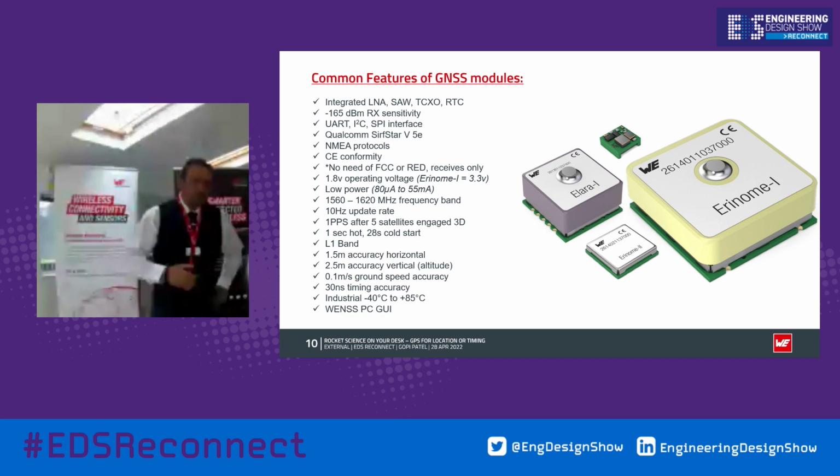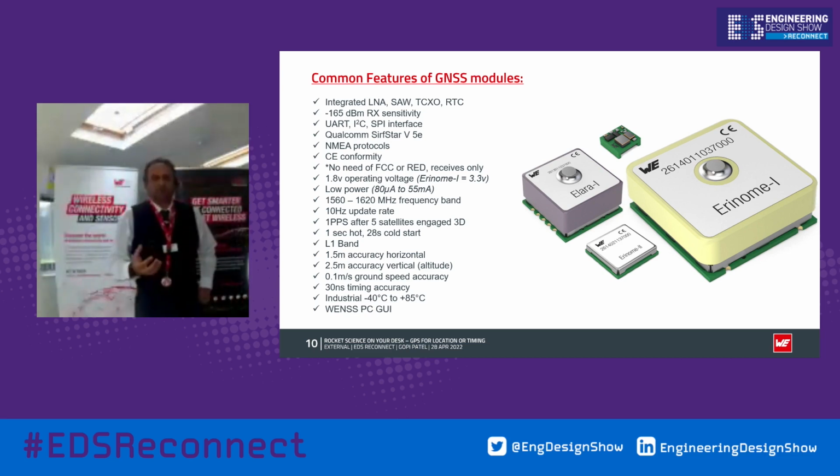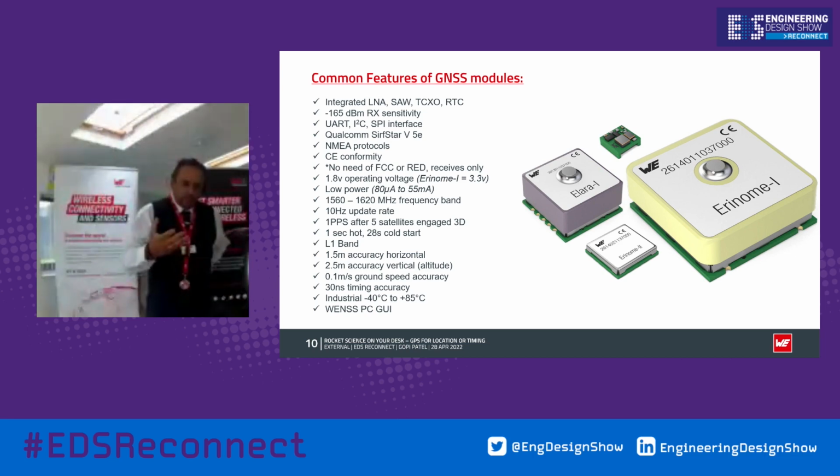They all, in Europe, are certified with CE conformity. I was told that you probably don't need an FCC or RED certificate simply because these are receiver devices only, but you play according to your company rules and regulations. Now, they all operate at 1.8 volt, except the Irinome 1, at 3.3 volt. Now, they all have low power. So when they are hardly working, 80 microamp, they probably do nothing and go to sleep, or working hard and you get 55 milliamp.